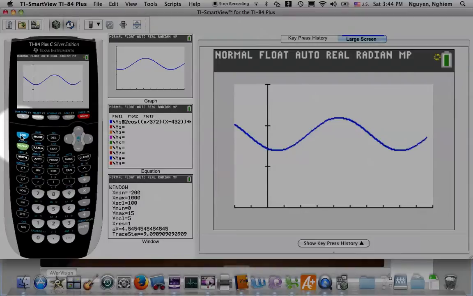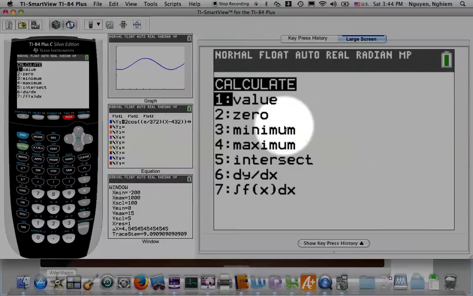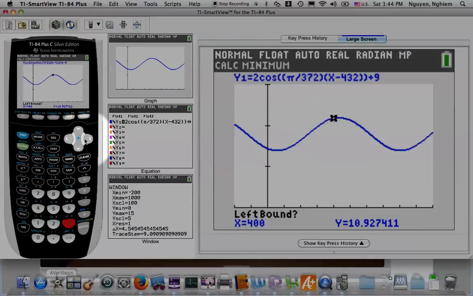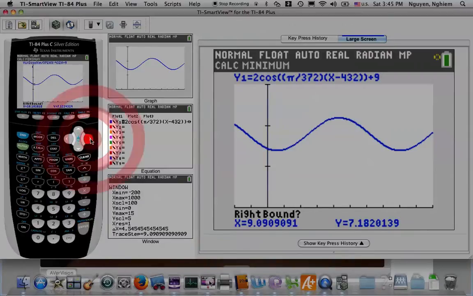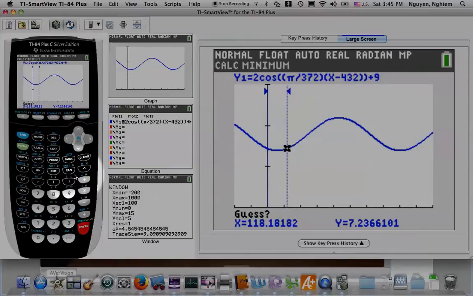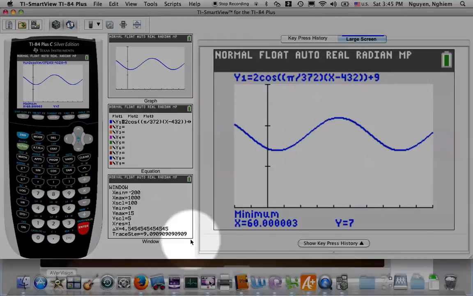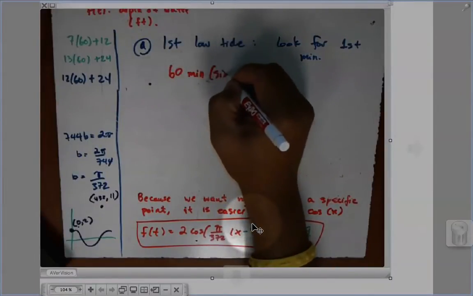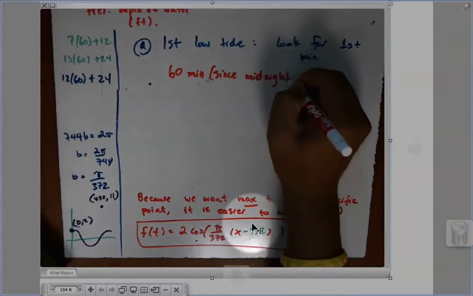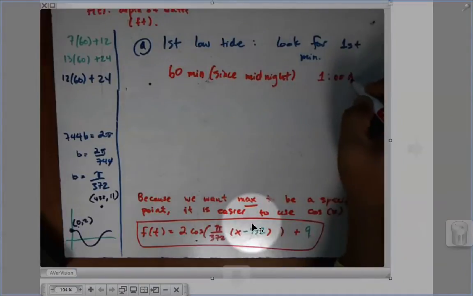So once my calculator's done the work, you can go to second, calc, find ourselves the minimum, which is the third item on the list. The left bound is approximately 0. And the right bound, we'll move it a little bit over, past the minimum. We hit enter, move it back, hit enter here. And that's about 60 minutes since midnight. So the answer is 60 minutes since midnight. So that's 1 o'clock a.m.